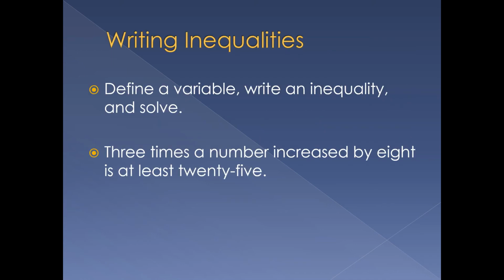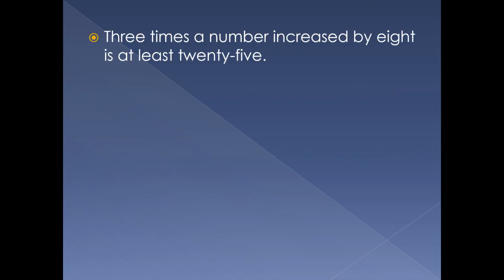First off, writing inequalities, we're going to define a variable. Remember, x might represent someone's age. x might represent how many eggs somebody has purchased. x might just represent a number, but we're going to define what our variable represents. We're going to write an inequality, that would be something with a less than, greater than, less than or equal to, greater than or equal to sign, and then we're going to solve. So starting out here, 3 times a number increased by 8 is at least 25.